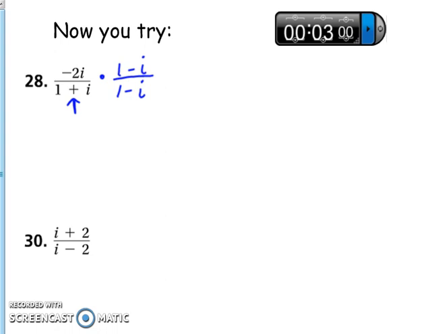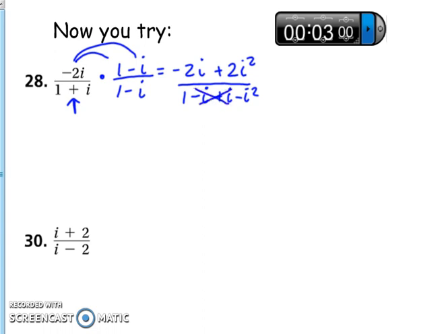So we're going to multiply negative 2i times 1, so that's negative 2i. Negative 2i times negative i is going to be positive 2i squared. In the bottom, 1 times 1 is 1. 1 times negative i is negative i, times 1 is positive i, times negative i is negative i squared. And again, the point is that the i's are getting canceled out in the bottom, so there's no i's here. Replace all the i squareds with negative 1.